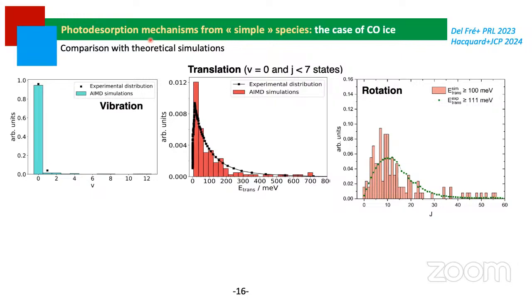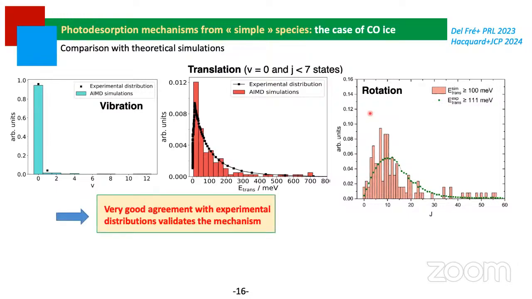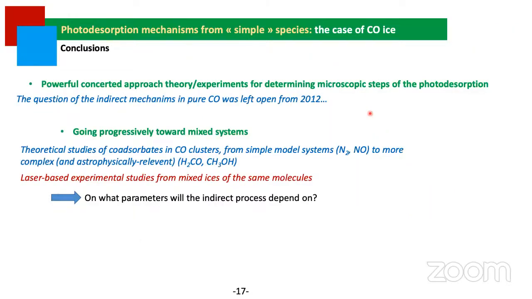Experiment data are dots, theoretical data are the bar graph. And you see that in vibration, translation, and rotation, we have a very good comparison, which in fact validates this mechanism. So to conclude, this concerted approach is quite powerful. It elucidated a mechanism which was in fact open for years.